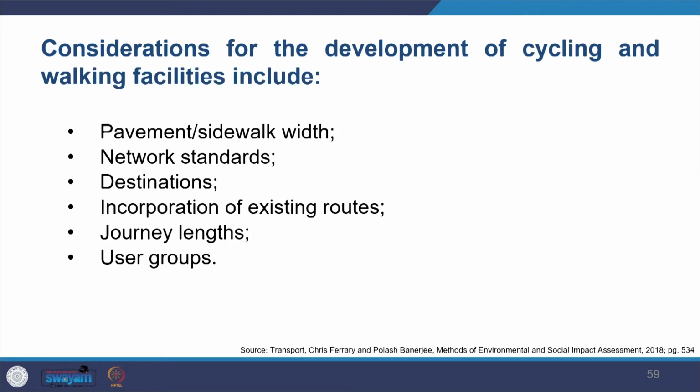When you're dealing with cycling and walking facilities, you have to deal with the pavement and the sidewalk width. You need to look at the network standards, how well connected all the cycling and walking is, what their destinations are, how these routes are linked, what journeys they make, and what the different user groups are.